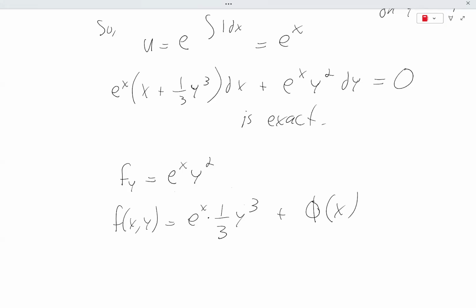Next, I take the partial of this with respect to x. How would that go? Well, this is the constant multiplier here, so it's just 1/3 y cubed e to the x, plus phi prime of x.